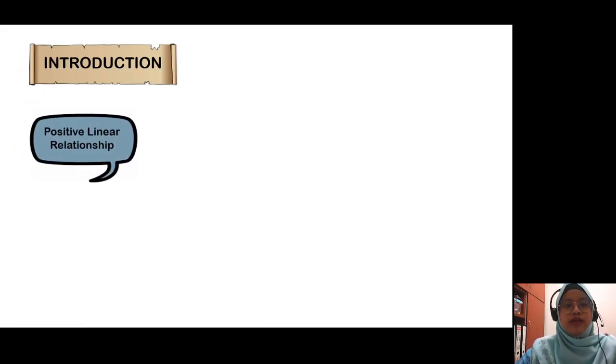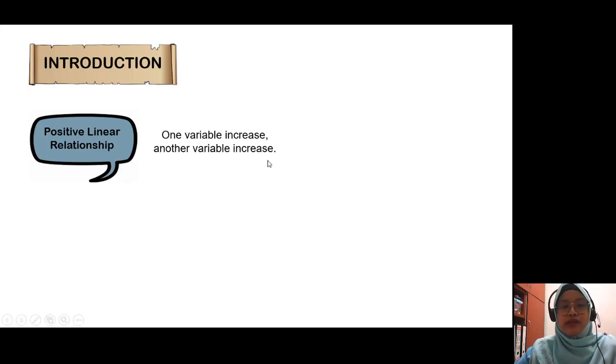Now, we have the first one, the introduction of chapter 3. If you have a positive linear relationship, okay, if you have an x and y plane and it gives you a positive linear relationship, it means that when one variable increases, another variable increases. Imagine you have an xy plane, right? One variable increases, it means that your x value increases. Another variable will increase, and that other variable means your y-axis.